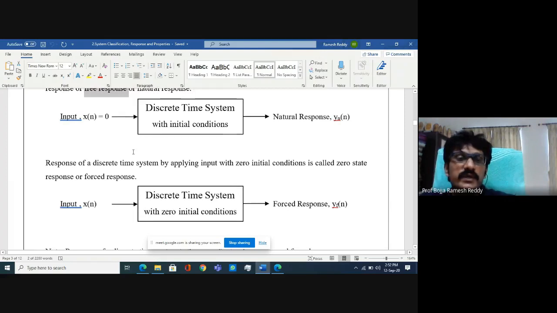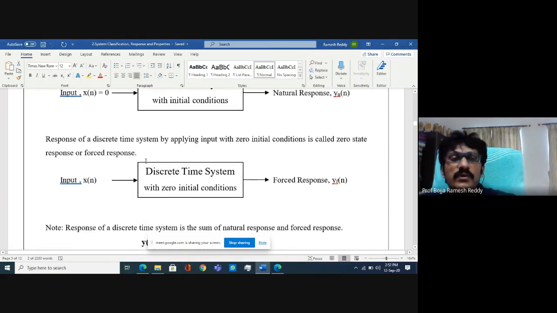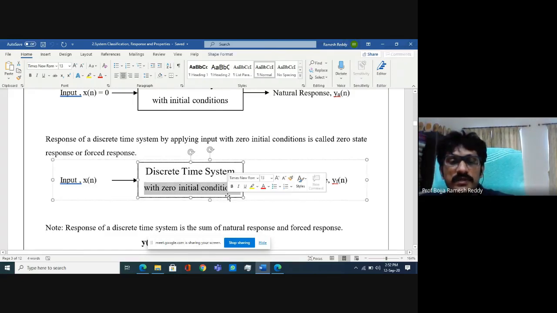The second one is forced response. Forced means there is an input, there is an input force. Now give the input, whatever input you are giving, consider it, and don't consider initial conditions. Opposite. Take zero initial conditions, give the input and get the output. Whatever output you get is called the forced response.